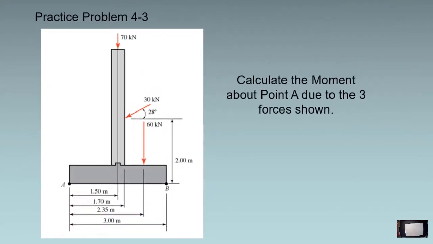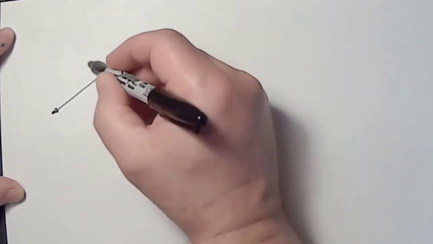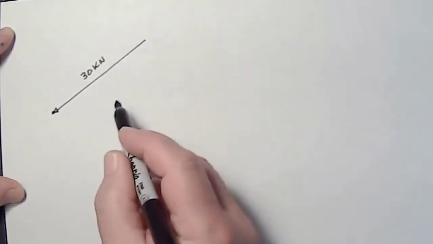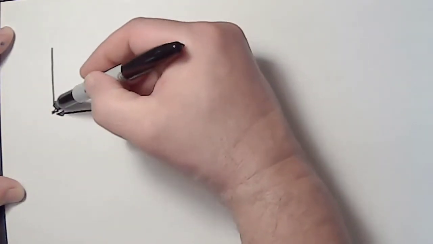This is practice problem 4.3, and the problem here is to calculate the moment about point A. Point A is the pivot point due to the three forces that are shown. Okay, in this case we know the location of every force, so the first thing I will do is take that 30 kilonewton force at an angle of 28 degrees, and I will break it into its x and y components.